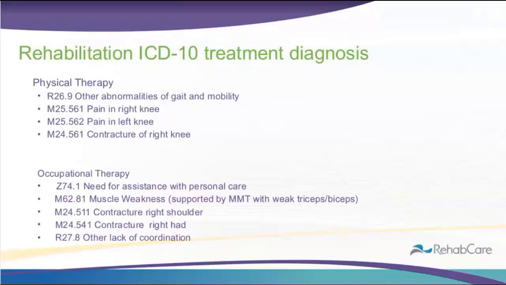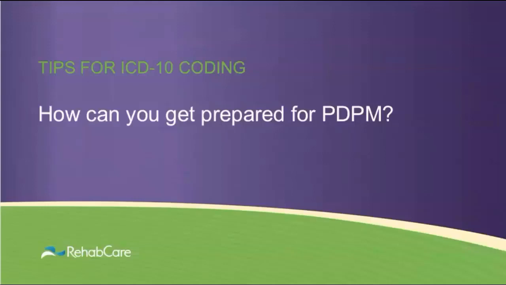Muscle weakness, they picked up contractures in the right shoulder and the right hand, so they have those listed under treatment diagnoses. They also have the other lack of coordination because the patient has contractures in the shoulder, so they're having problems with gross motor coordination.